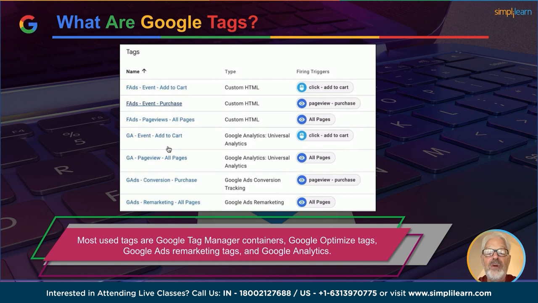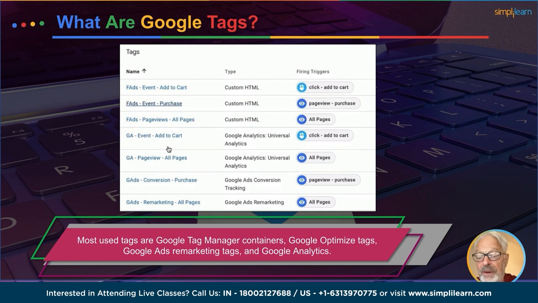The first one is the Google Analytics tag, which is used to track website traffic and behavior. When you want to track your website with Google Analytics, you have to add a tag on every page of your website. When people visit that page, that will trigger Google Analytics to track that interaction on your website. Another very popular tag is the Facebook Pixel tag, which helps track conversions from Facebook ads.